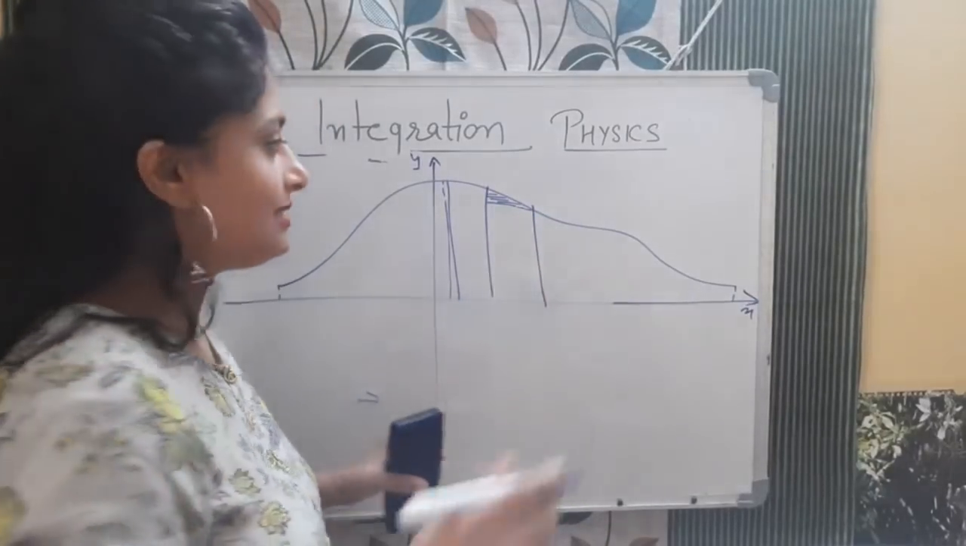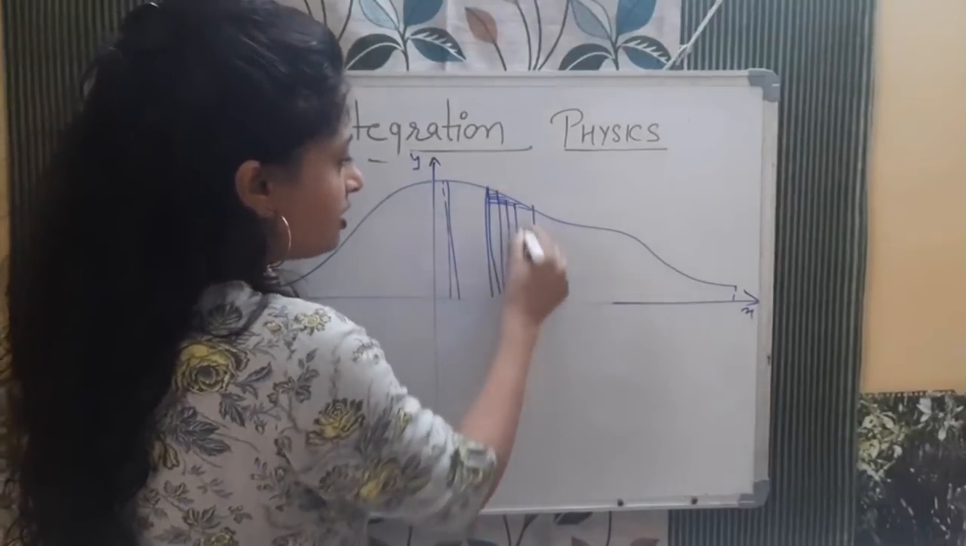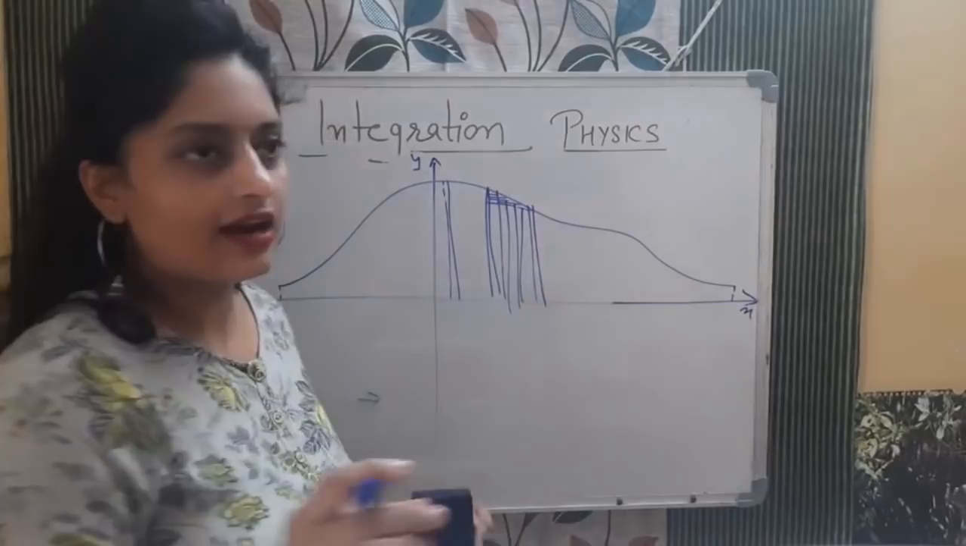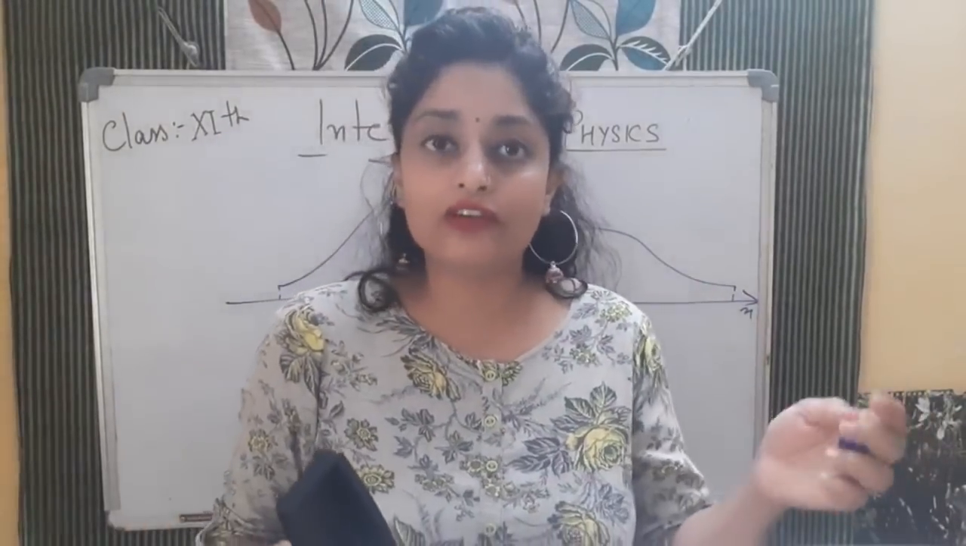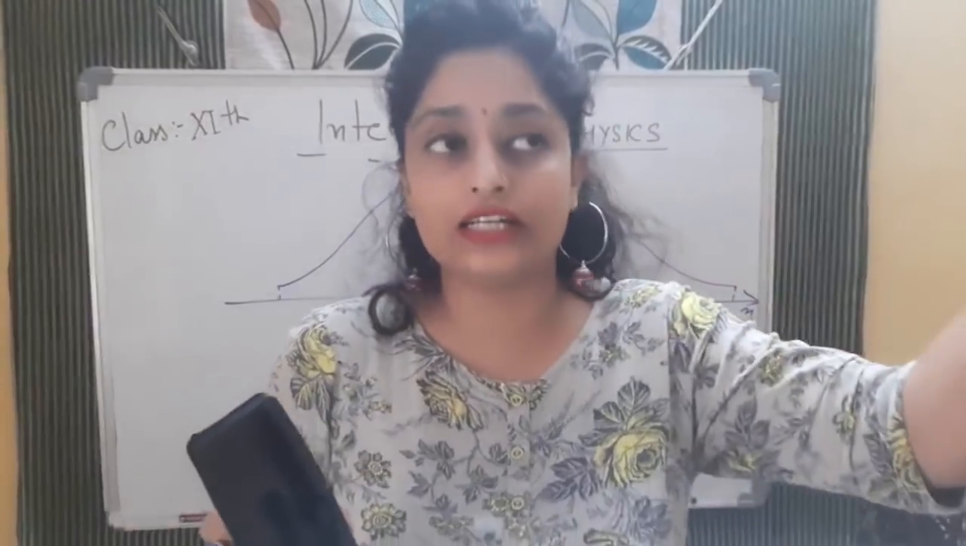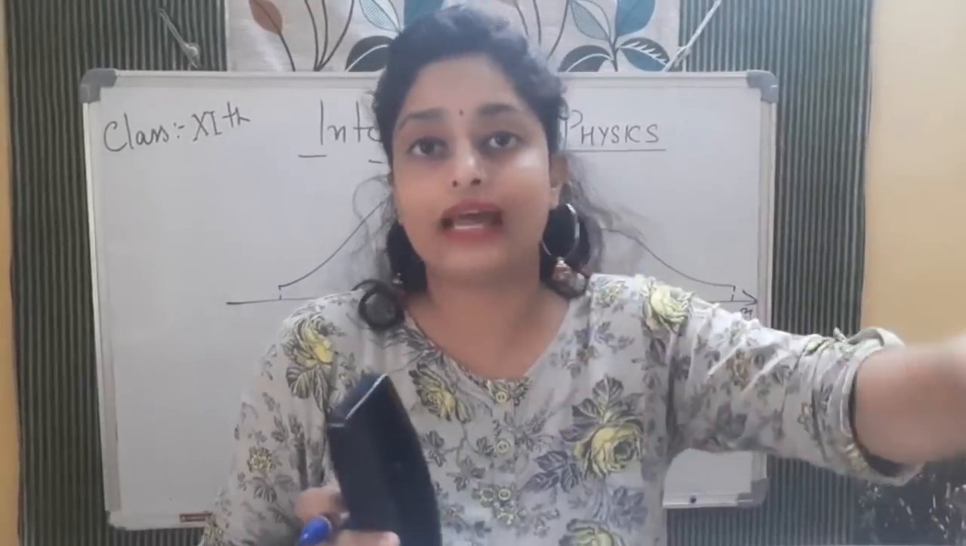So try to consider very fine strips, and after that, what do you need to do? You need to calculate the area of each strip and then add them. That is the method of summation. But if you don't want to go with that long method of calculating the area of each strip and then adding each of them, what can you do?